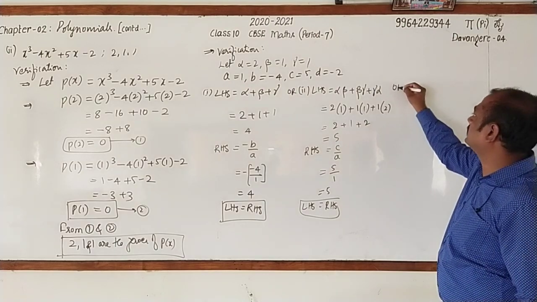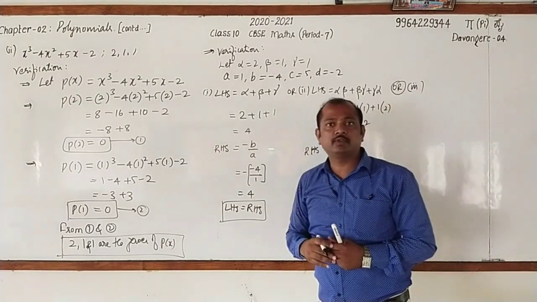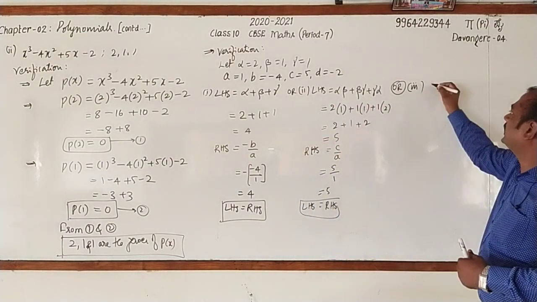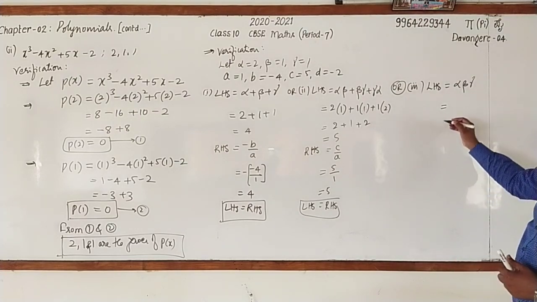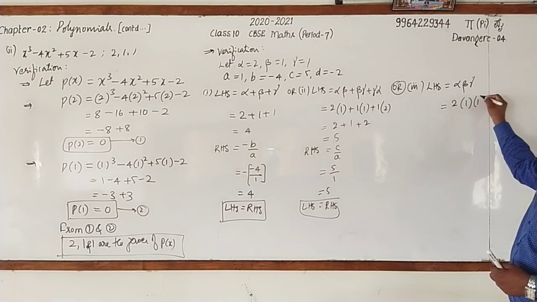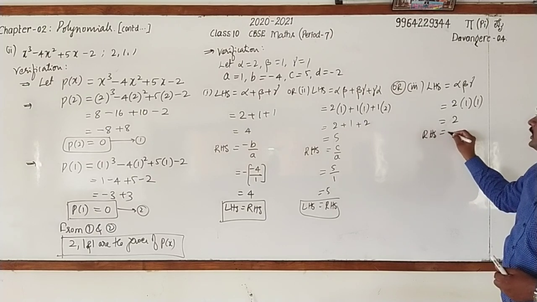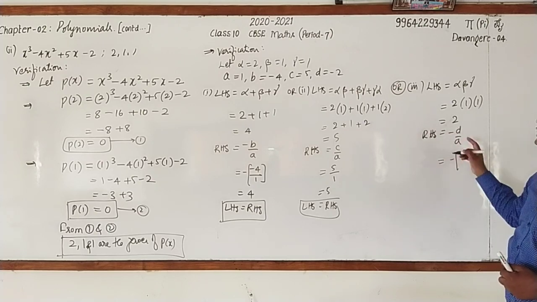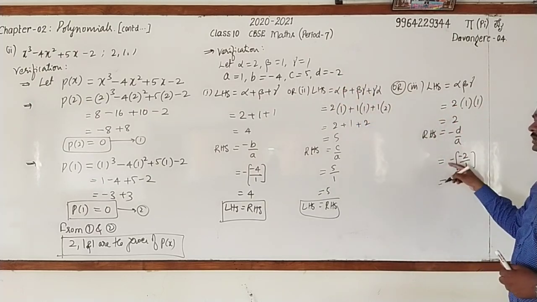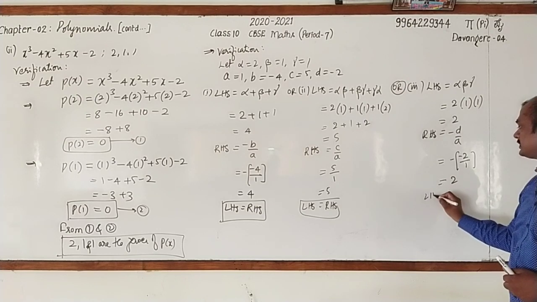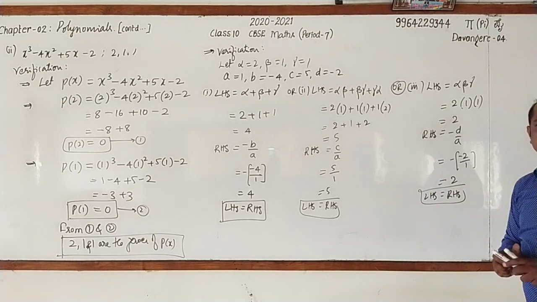And one more is there. What is the third possibility? It is the product of zeros. Alpha into beta into gamma is minus d by a. Let's verify this also. Alpha into beta into gamma equals alpha is 2, beta is 1, gamma is 1. 2 ones are 2, 2 ones are 2. LHS is 2. Now RHS is minus d by a. What is d? Minus 2. A is 1. Minus into minus plus 2 by 1, 2. LHS is 2. RHS is also 2. Therefore, LHS equal to RHS.